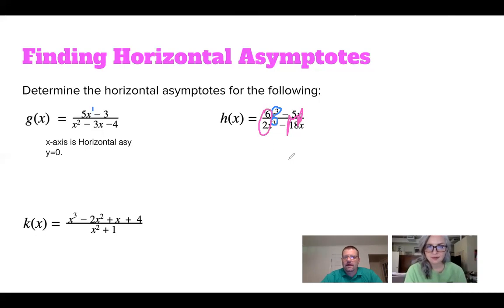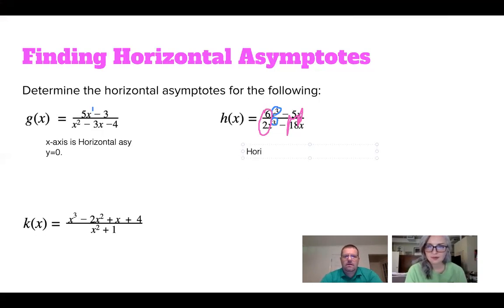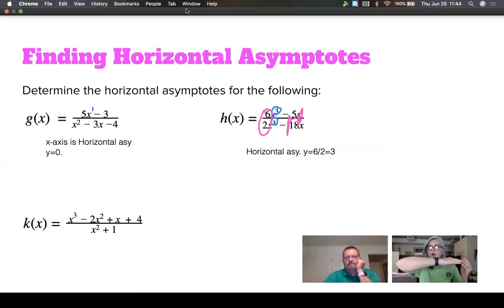So my horizontal asymptote is going to be at y equals 6 divided by 2. But what's 6 divided by 2? Which is 3. Now remember, we're talking about a horizontal asymptote. So what just happened is where it was on the x-axis, it got shifted up 3.